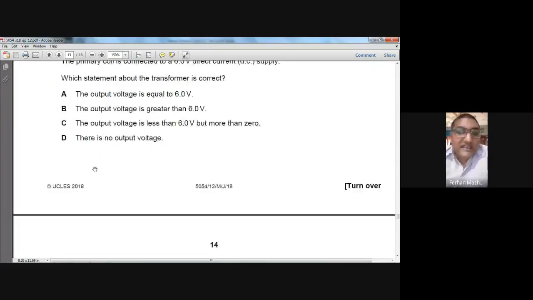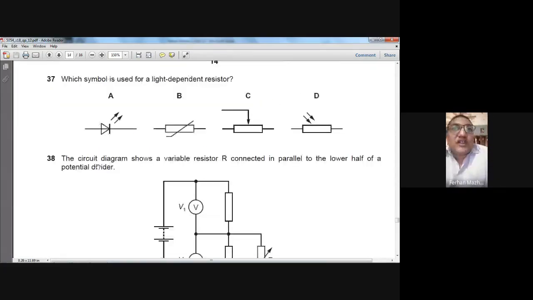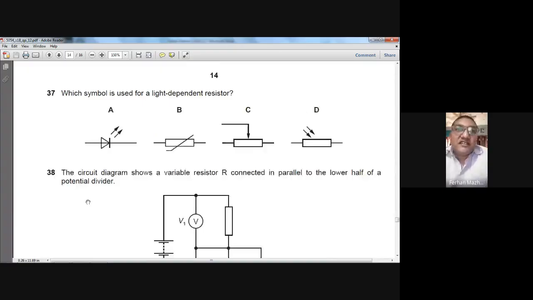Okay. Question number 37. Which symbol is used for a light dependent resistor? This symbol is the light emitting diode, not the LDR. This symbol is for a thermistor. This symbol is a variable resistor. And this, I think, is the symbol for the light dependent resistor. Light dependent resistor. Okay.